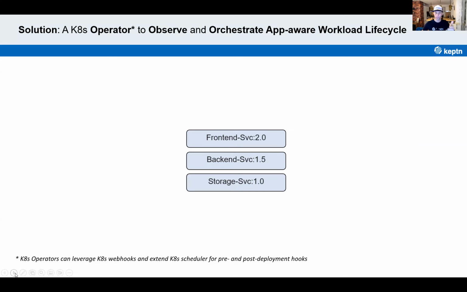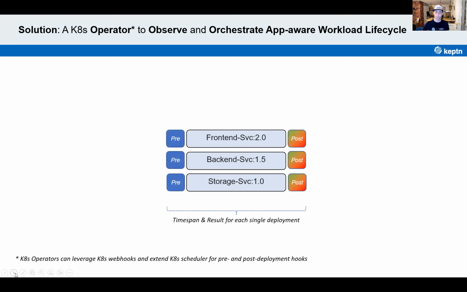If you have an app, like in this case, with 3 services that can be independently deployed, because as I said earlier, every team may have their own Argo and their own Git repository, and Argo then just deploys every change. What we wanted to do, and what we're doing now, is have an operator that leverages Kubernetes webhooks and extends the Kubernetes scheduler. So that means when a tool like Argo or any other tool, it doesn't have to be Argo, it can be Flux, you can even do a kubectl apply, it doesn't really matter.